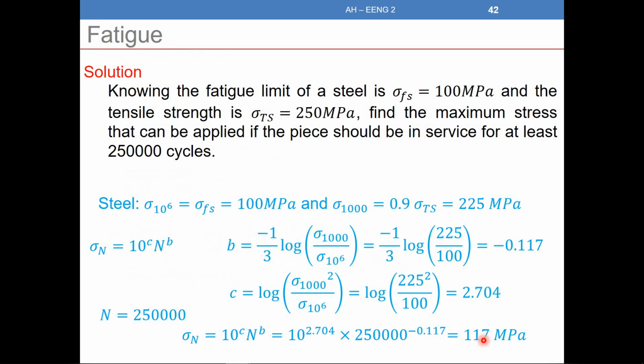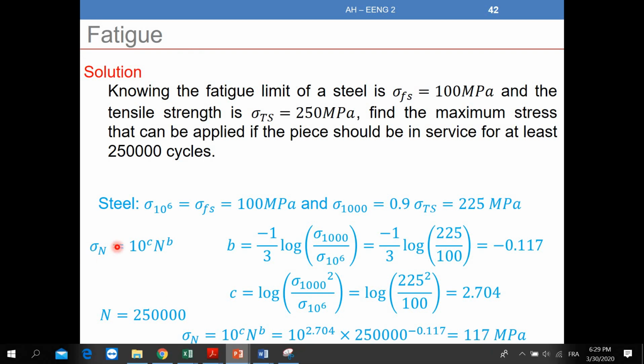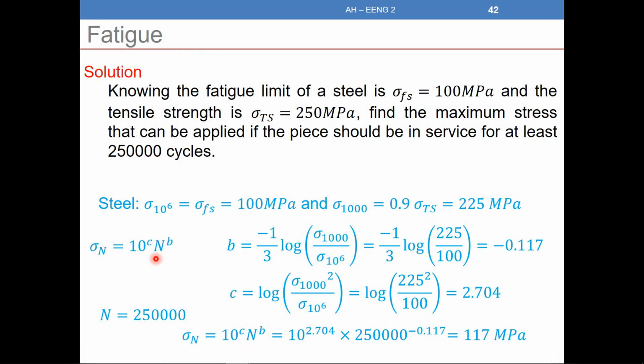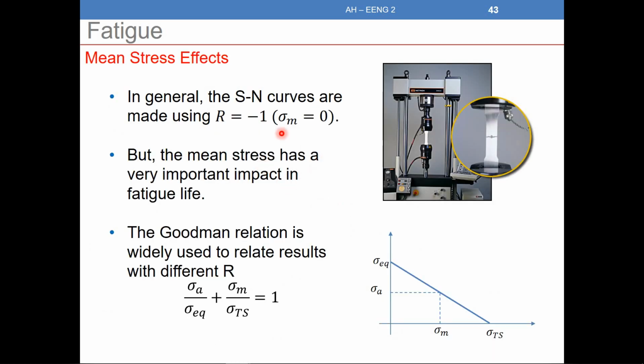We need to understand that for everything that we learned here, sigma n equal to 10 power c n power b only corresponds to the case where the mean stress is 0. So I have tension, compression, everything we learned, with the mean stress equal to 0. So what if the mean stress is not equal to 0? How do I find the stress amplitude that I need to use?